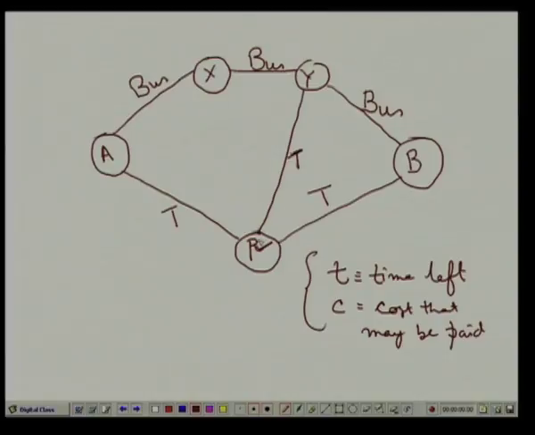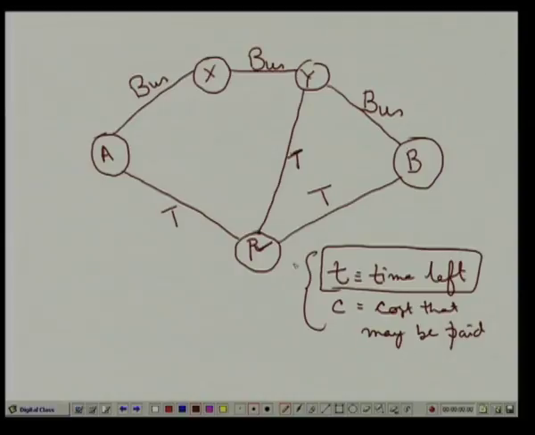Now, obviously, if time is a very strict criterion, then from here probably I will not think so much of the cost, and I will take this because this is a faster train and it will go directly. But depending on the time that I have, if I have enough time, I may prefer to go by a cheaper local train and then take the bus.